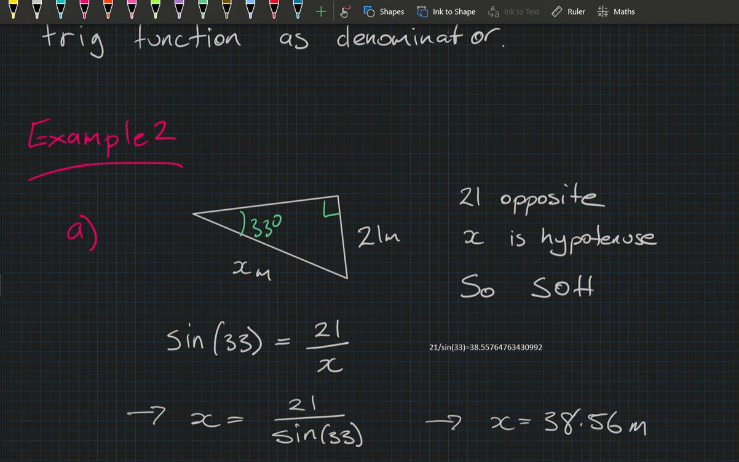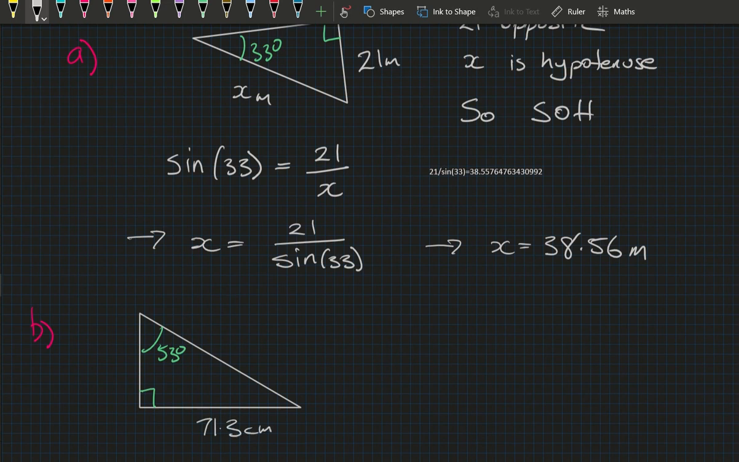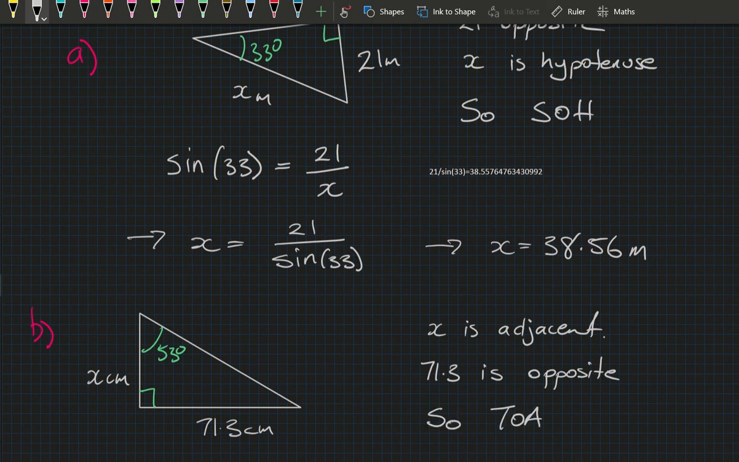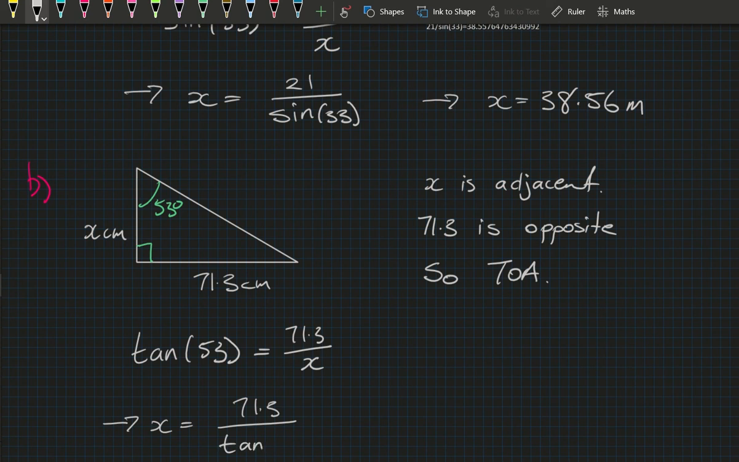All right, let's move on to part B, where we have a right angle triangle and an angle of 53 degrees. And this side here is 71.3 centimeters. And we're going to try and figure out what x is. So for this angle here, x is the adjacent and 71.3 is opposite. So therefore we have TOA. In other words, tan of 53 is equal to 71.3 over x. And using our formula, that means x is equal to 71.3 divided by tan of 53.